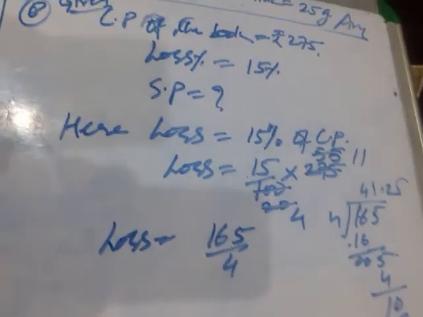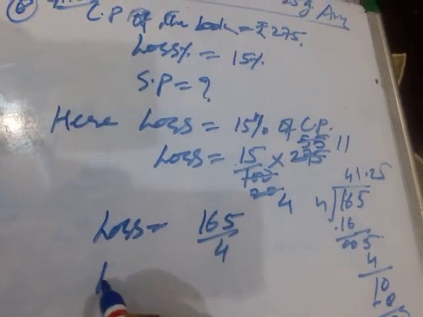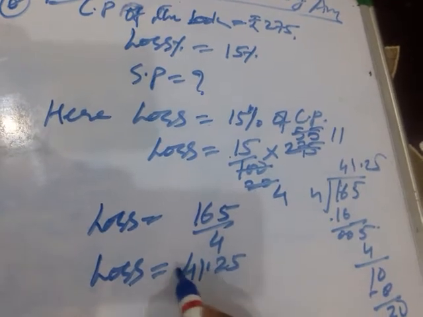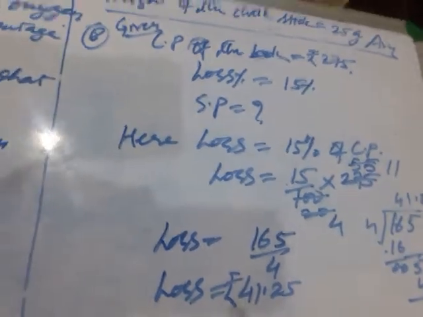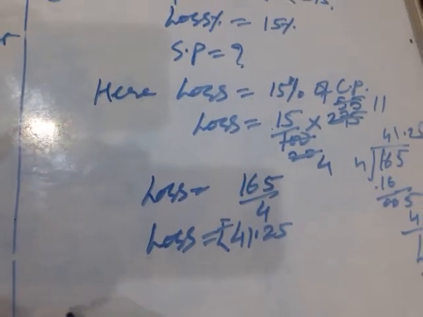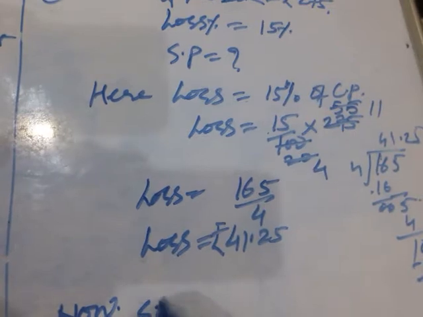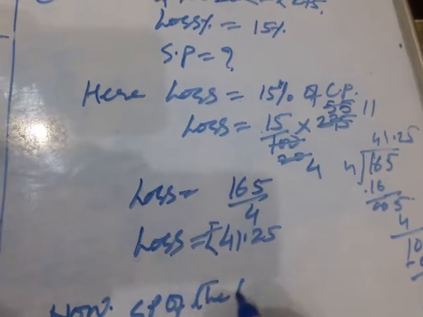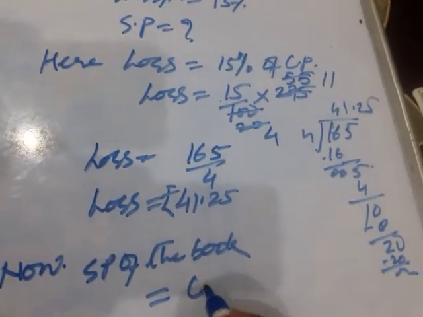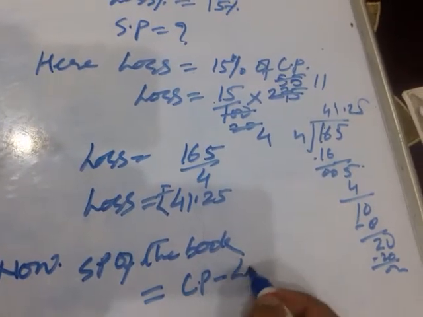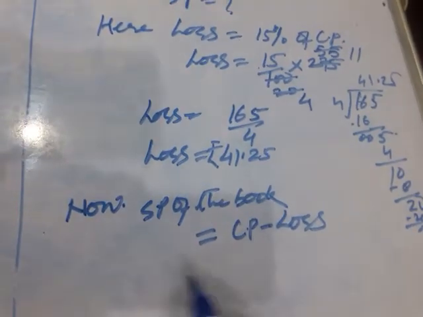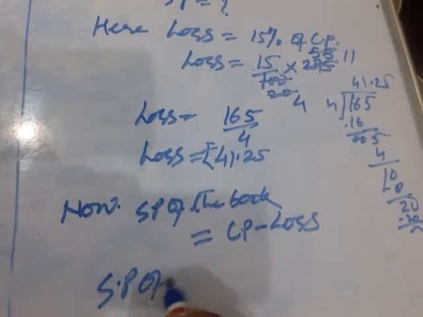Okay children, see, this is what the loss is. Loss equal to 41.25 rupees, that is, this is the loss. Now we have to find out SP. What is SP of the book? SP of the book equal to CP minus loss. In case of loss, what is the SP? SP equal to CP minus loss. Then SP equal to SP of the book.